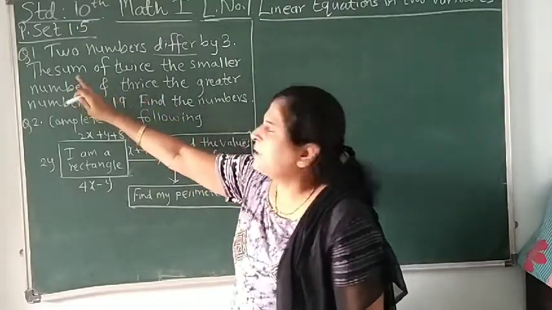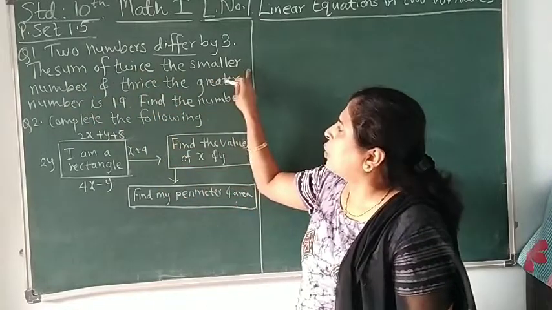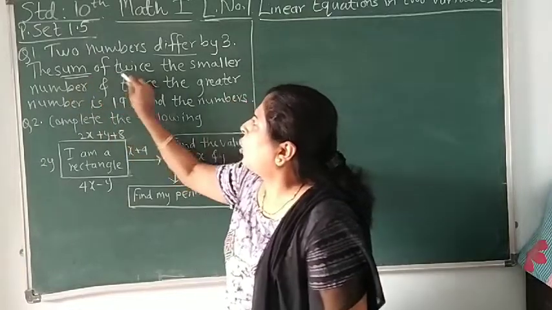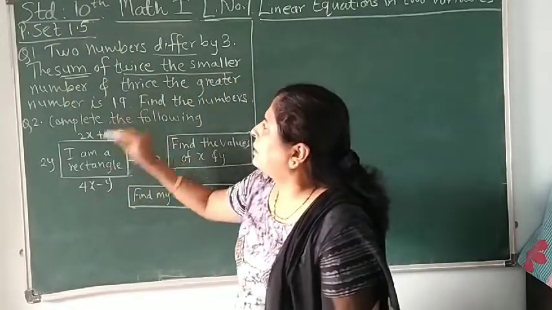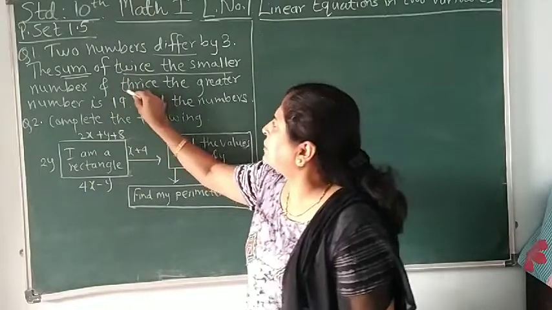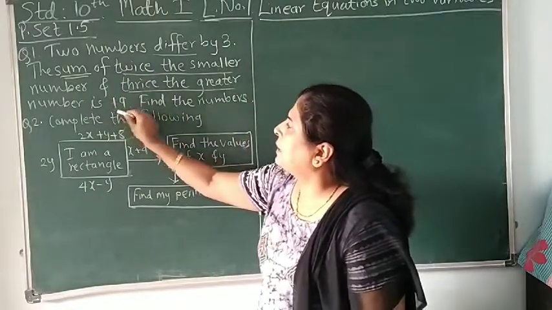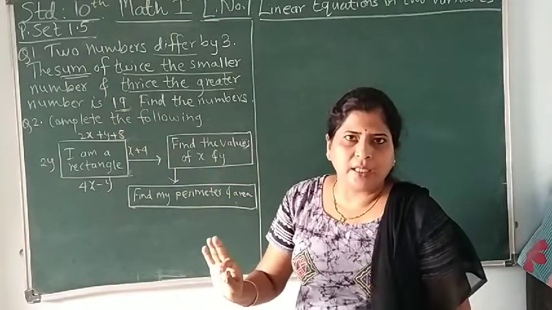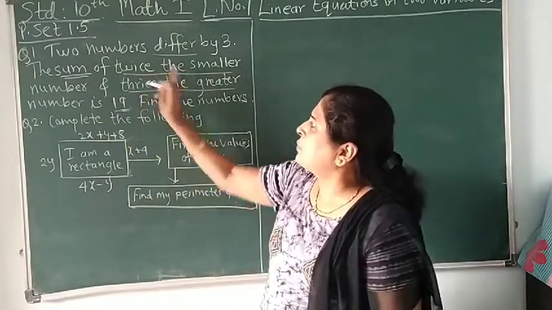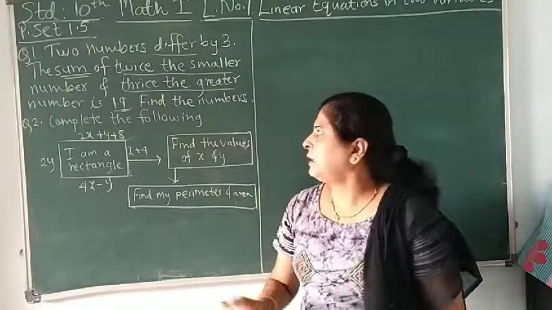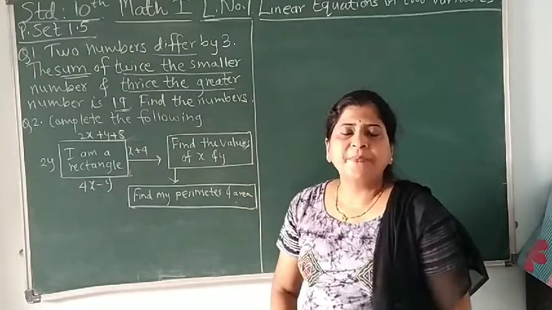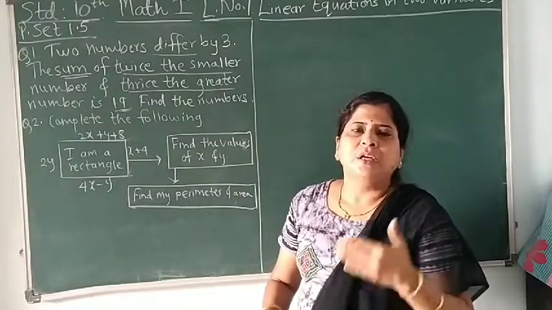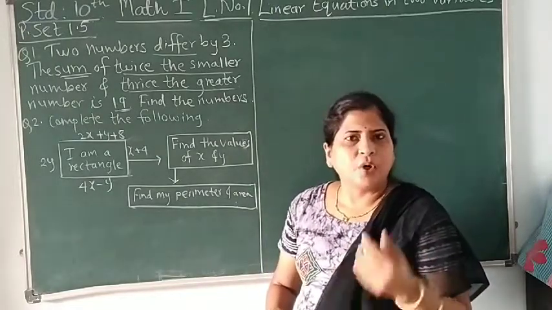What is the next information? The sum of twice the smaller number. Okay, so there is a sum. Sum of twice the smaller number and what is the sum of the other number? Thrice the greater number is 90. So the sum of the two numbers is not 90, but the sum of twice the smaller and thrice the greater number is 90. Find the numbers. Okay.